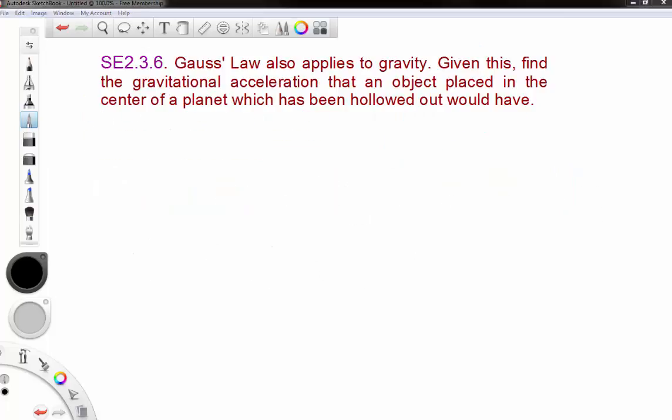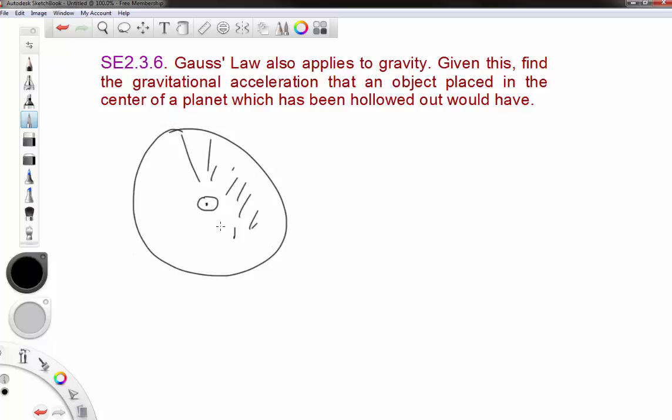Gauss's law also applies to gravity, as was said before. It's just that now we talk about gravitational field lines. The equivalent to charge is, of course, mass. If we have the Earth and there's a little spot in the middle of the Earth and we have an object sitting in the spot here, and this is hollowed out, and this is solid, solid, solid, solid, solid. I'm not trying to draw field lines, I'm just trying to show that all this is solid.